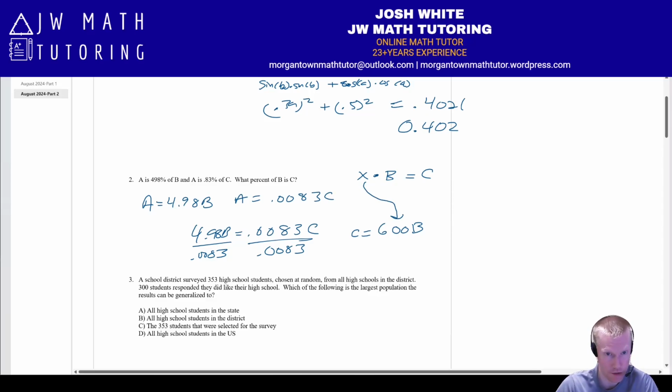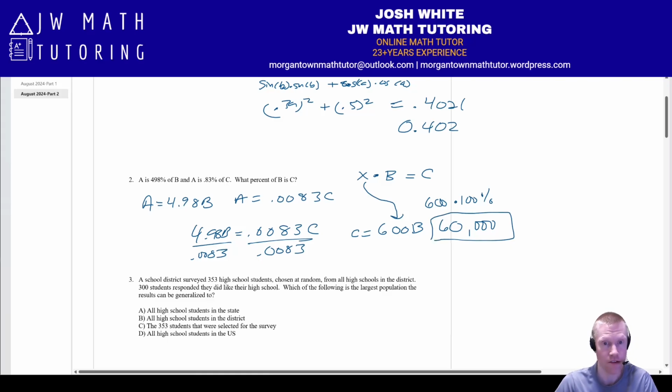That's what our X value is here. But the problem is it's asking for percent. It's not asking how many times B C is equal to. It's asking for what percent. So you have to take the number 600 and multiply that by 100% to convert it to a percentage. So the final answer for this is just going to be 60,000.